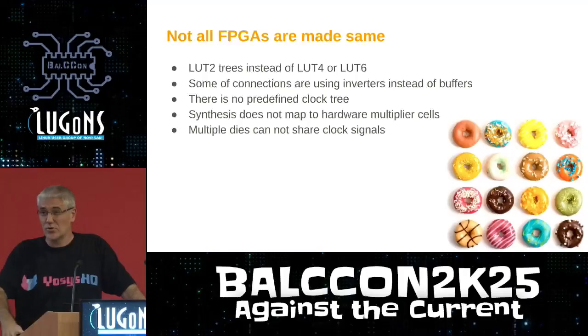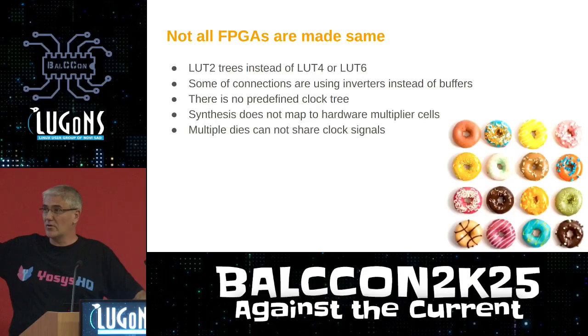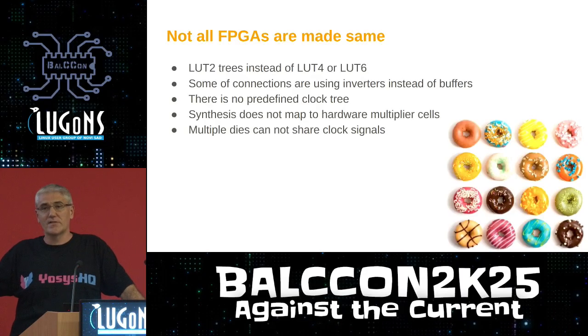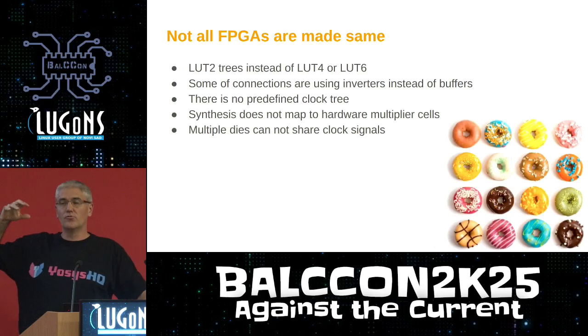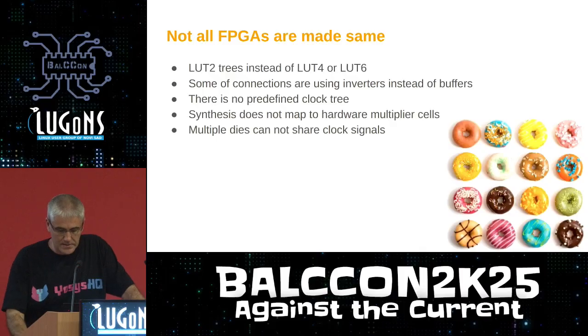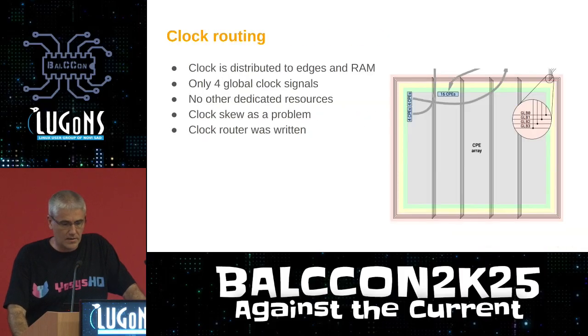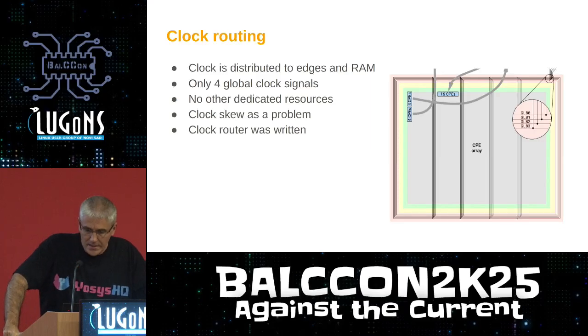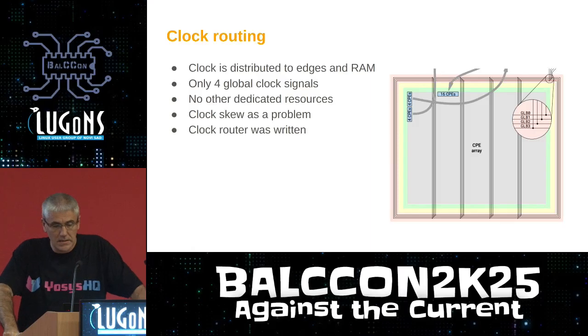And of course, the multiple dies do not share the clock signals. They do have die-to-die connections, but clocks are not one of them, so you need to individually configure the clocks, and that makes placement a bit different. And here we have the clock routing, so how it's distributed in this FPGA.